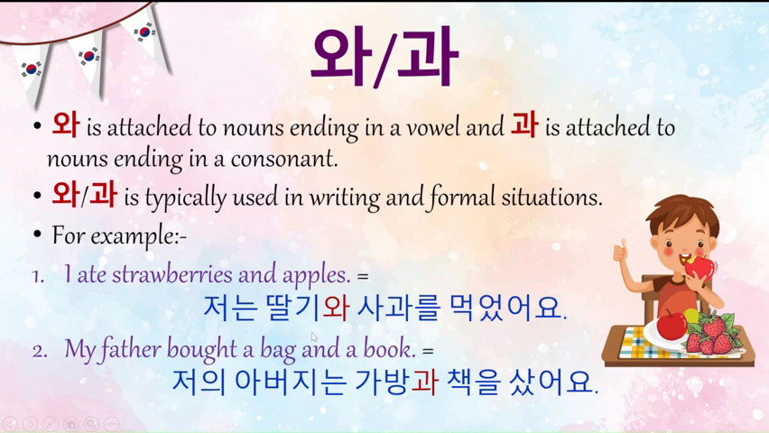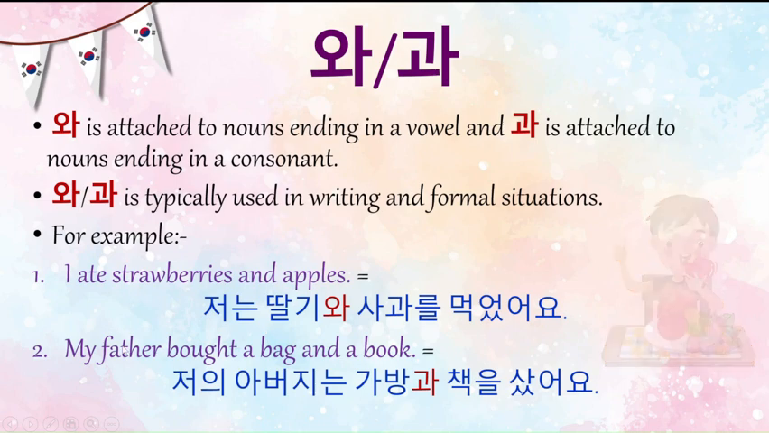One more thing you need to know. Focus on this. Wa, that is the Korean particle for and, is directly attached to the preceding noun, that is talgi. So, strawberries and apples. Talgi wa sagwa. Okay, this is how it works.